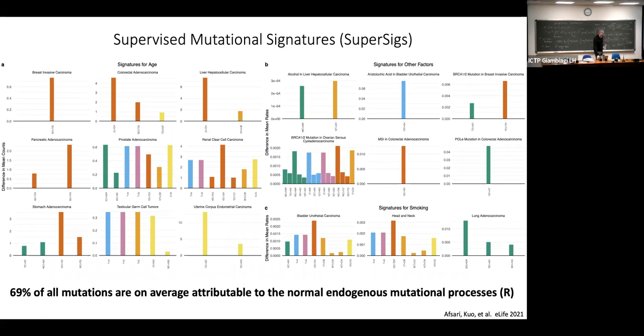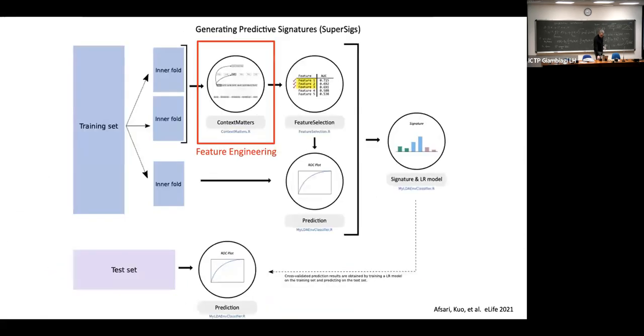And then the rest was actually very simple, because then all we did is we ranked the features based on AUC.